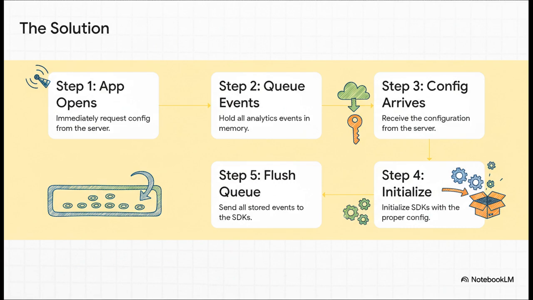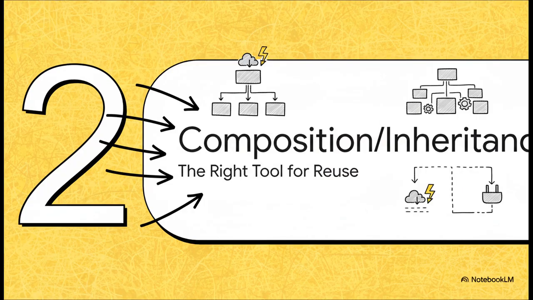No more lost data. Okay, let's pull back from that specific bug and talk about a bigger architectural choice that causes so much pain in legacy code bases. We're talking about how we reuse code, specifically the choice between composition and inheritance.